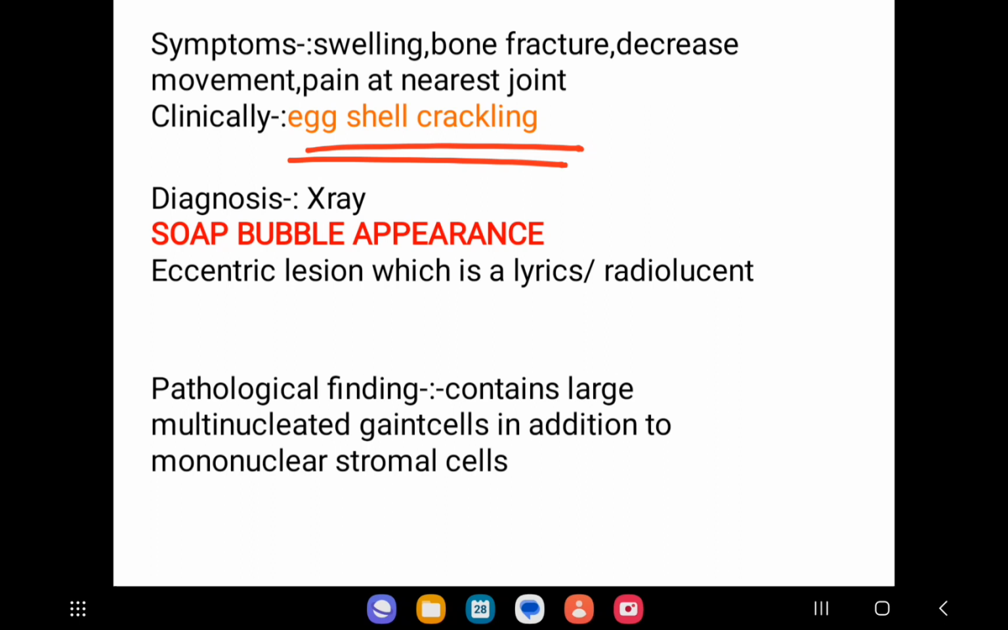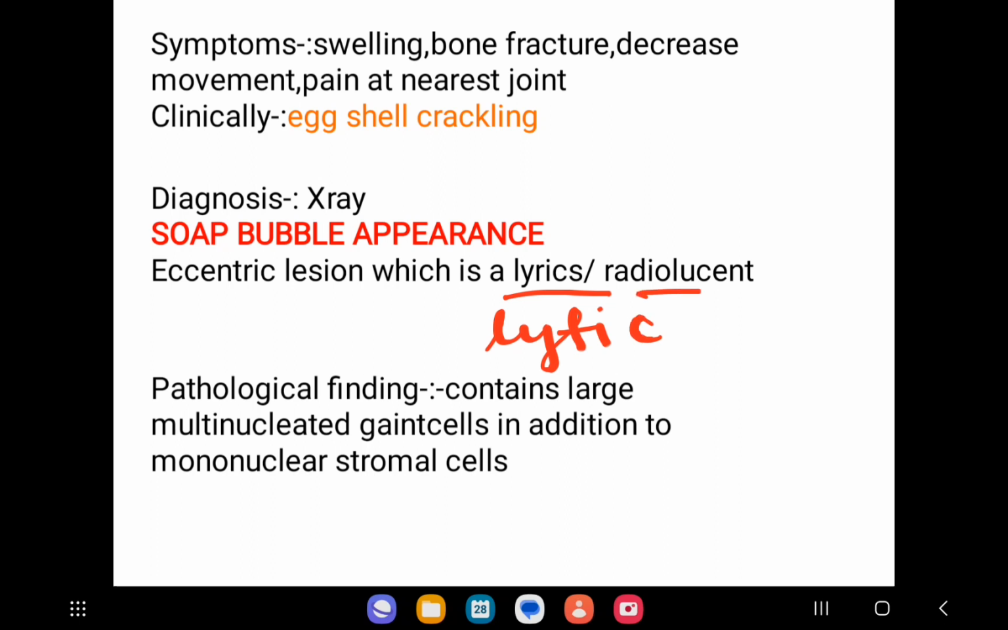Then how do we diagnose this case? Diagnosis is usually done with the help of X-rays. In X-ray, we find soap bubble appearance. That is the eccentric lesion, which are not lytic. Sorry, this will be lytic lesions. Sorry for my mistake. These are lytic or the translucent lesions, which are usually seen. Now, I'll show you with the example of X-ray.